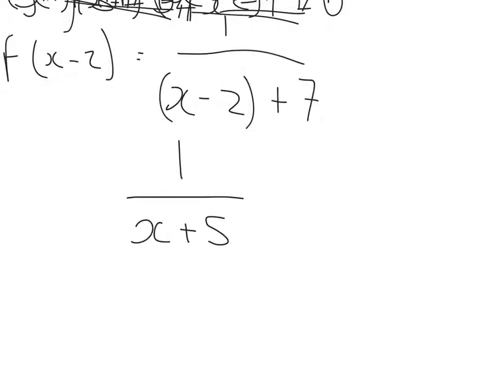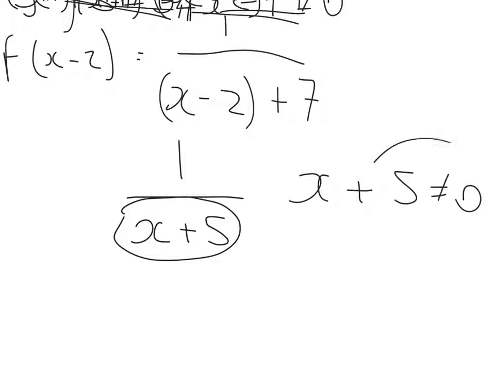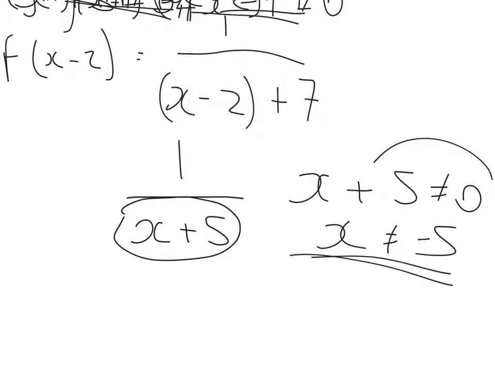The question then says any restrictions on the domain. So again, the denominator cannot be 0. X plus 5 cannot be 0, therefore x cannot be minus 5. That's the restriction on the domain.